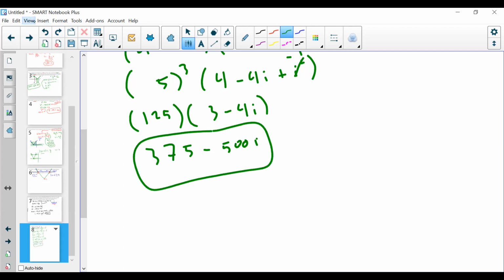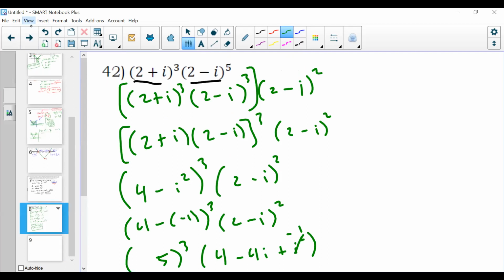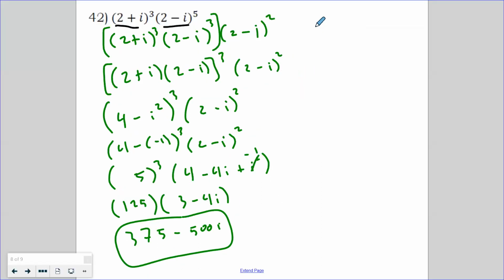The trick is to realize that the difference of squares are the conjugates of each other, and put them in a way so I can multiply 2 plus i and 2 minus i together. So you can simplify this down as much as possible. And when you do, we end up getting a difference of squares, which gives you 5. You can cube that, and 2 minus i is a perfect square trinomial, so that foils out pretty nicely as well.